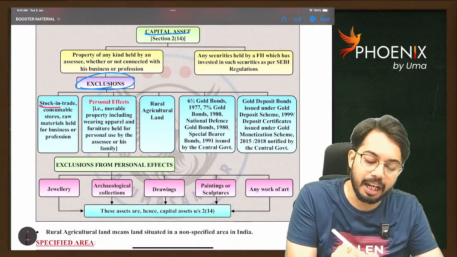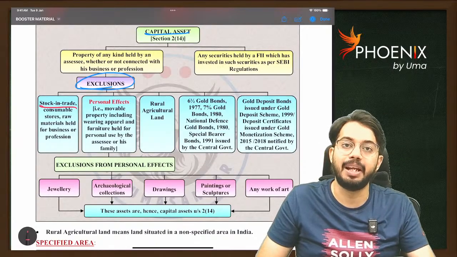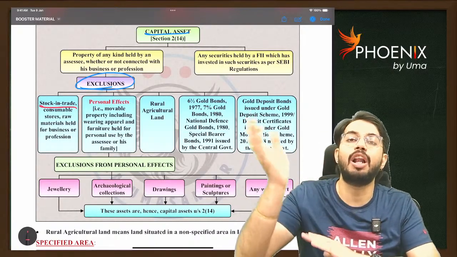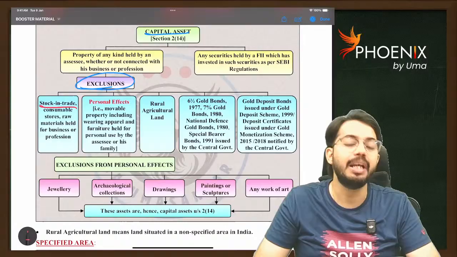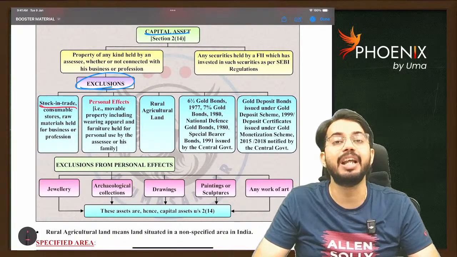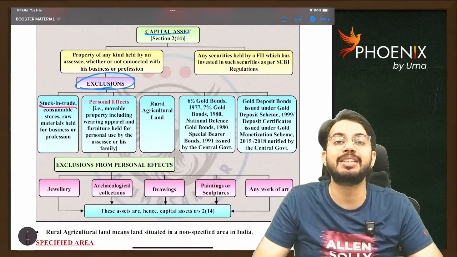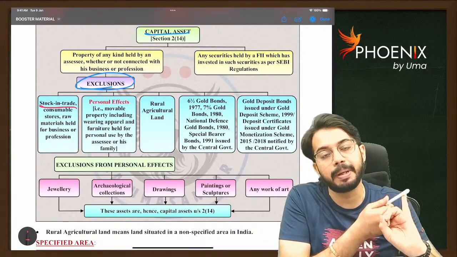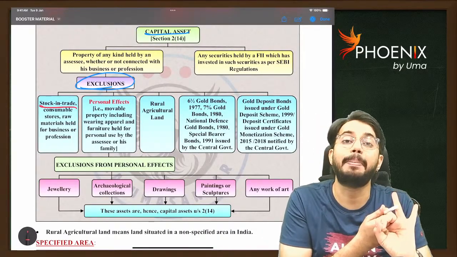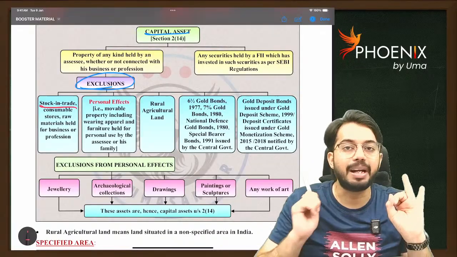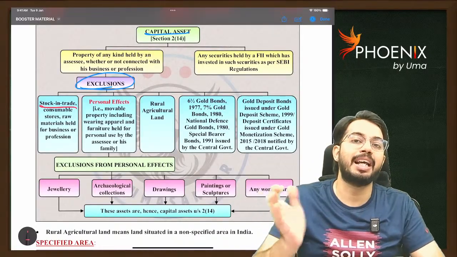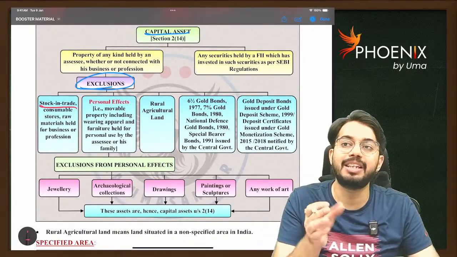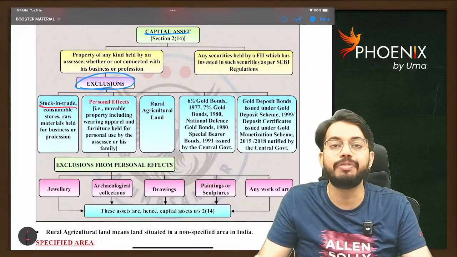Stock in trade is excluded from the definition of capital asset. Why? Stock in trade is already taxable under PGBP. If stock in trade is not excluded, then it will also get taxed under capital gains. So it will get taxed under PGBP, and it will also get taxed under capital gains. It will lead to double taxation. To avoid double taxation, stock in trade is excluded from the definition of capital asset.